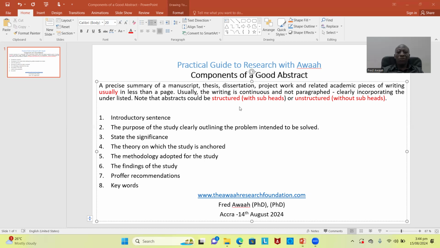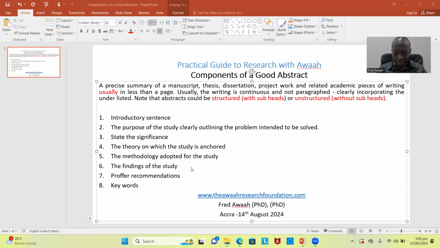So a good abstract should have an introductory sentence, the purpose of the study clearly outlining the problem intended to be solved, state the significance of the study, the theory on which the study is anchored. Usually a lot of scholars do not add that. The methodology adapted for the study. Let me quickly say that if you did not use any theory, point number 4 may not apply. You need to also state the finding of the study, recommendation, and keywords.